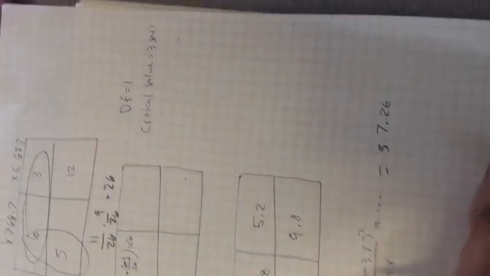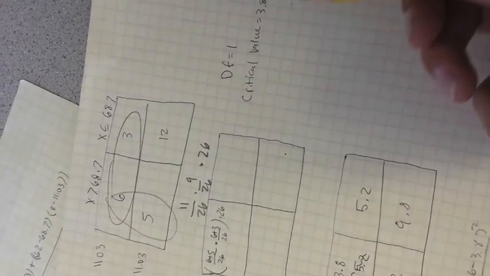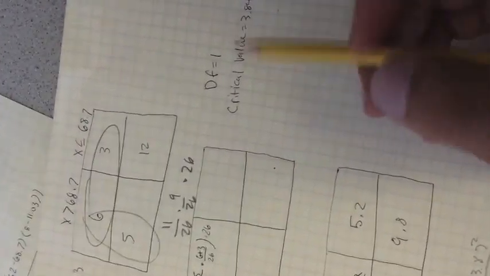Then we compare it to our critical value. To do that, we need to know the degrees of freedom, which is the number of columns minus 1 times the number of rows minus 1. In this case, it's 2 minus 1 times 2 minus 1, so it's 1 total. The critical value there is 3.841.